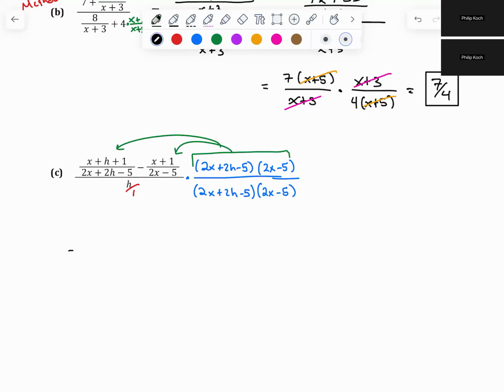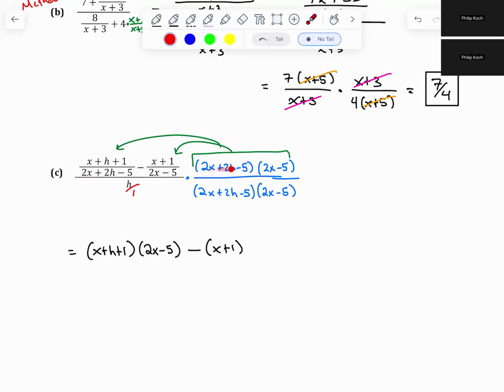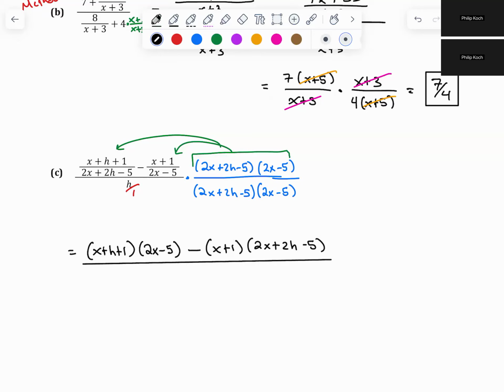what's going to happen is for the first distribution, the 2x plus 2h minus 5's will cancel. And so we'll get (x plus h plus 1) times (2x minus 5). And from the second term, I'll get minus (x plus 1). And when I distribute it into the second set, the 2x minus 5's will cancel, and I'll just have a 2x plus 2h minus 5 left. But in the denominator, I'll have an h times (2x plus 2h minus 5) times (2x minus 5).